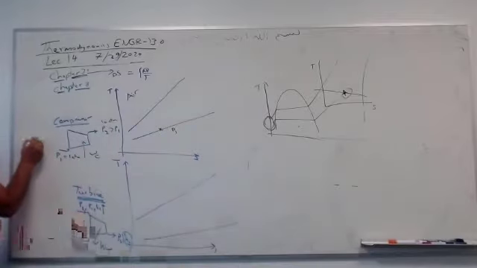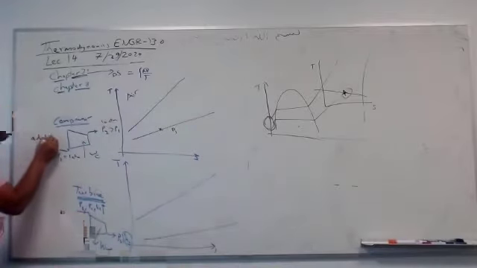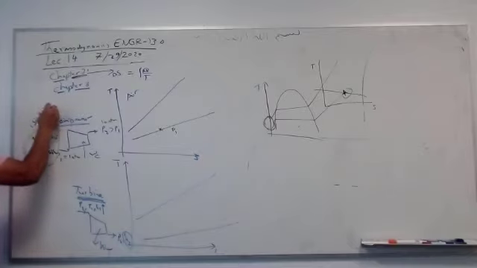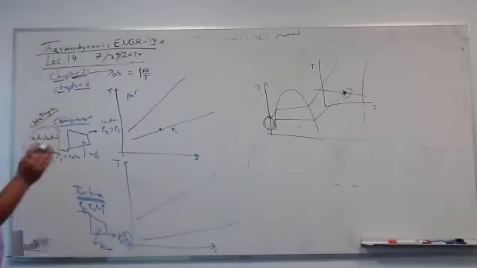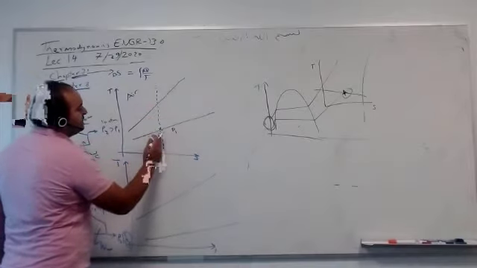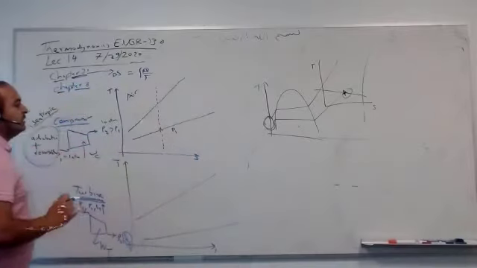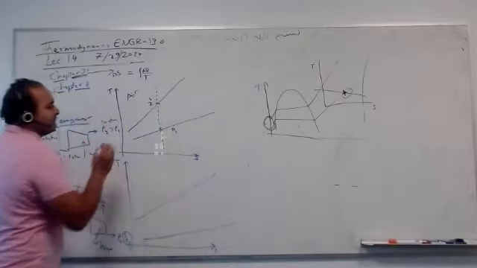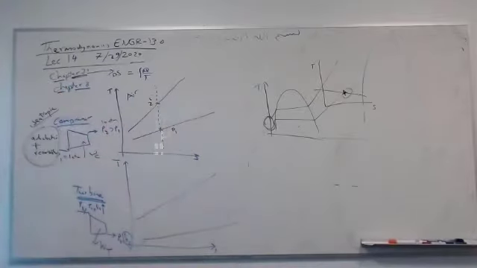So the word adiabatic plus reversible, both of them together, means isentropic. Delta S is 0. So I'm supposed to move vertically. Compression goes this way, expansion downward. So I want to compress. I wish to be here. We call it 2S. Are you following me, guys?